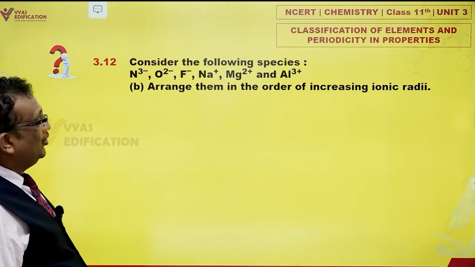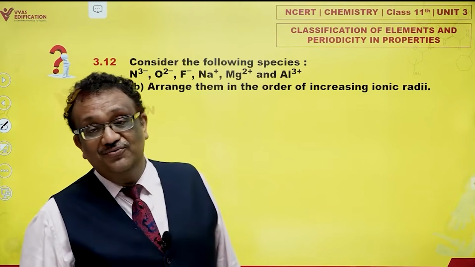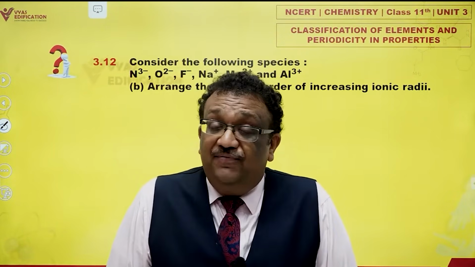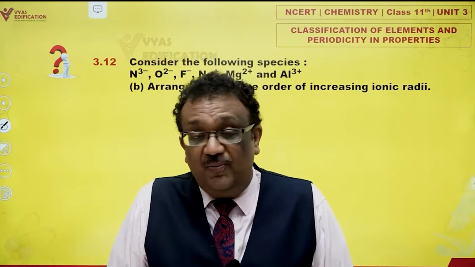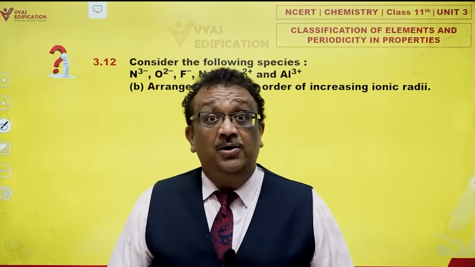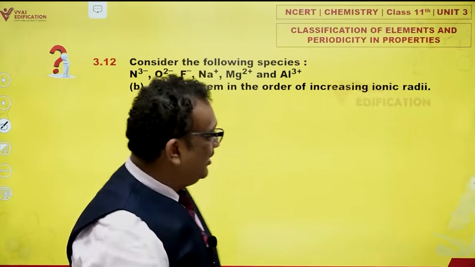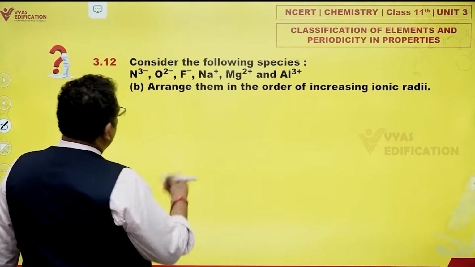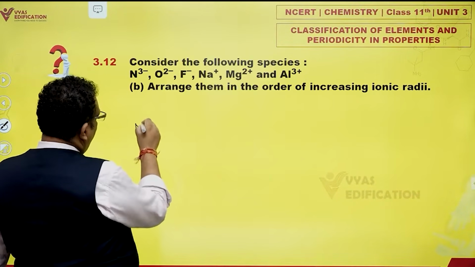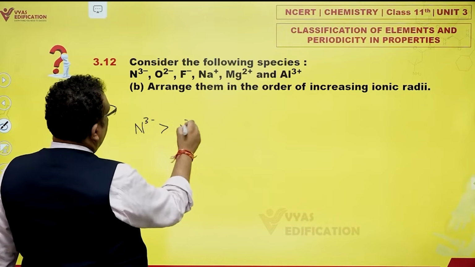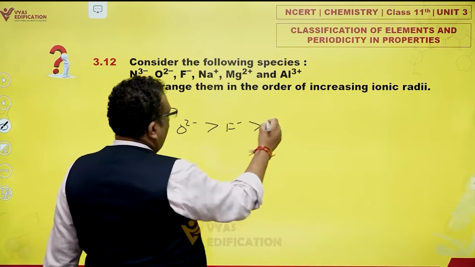Arrange them in the increasing order of ionic radii. Now this is very interesting. Why? If they have the same number of electrons, if they have the same electronic configuration, greater the nuclear charge, smaller is the radius. Yes, greater the nuclear charge, smaller is the radius. So you find the radius of nitride would be the biggest, then oxide, then fluoride.